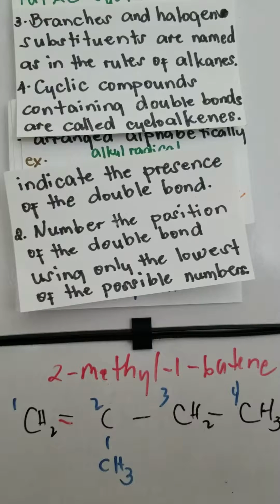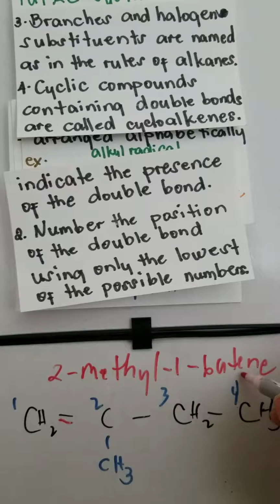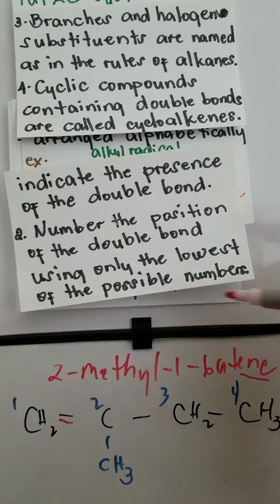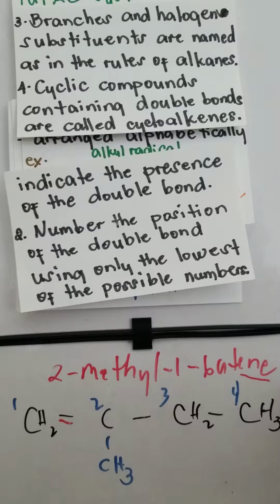And then the fourth rule is that cyclic compounds containing double bonds are called cycloalkenes. So what differs here now is your suffix. If you have butene in the closed ring structure, we will call this cyclobutene. Now, cyclobutene.